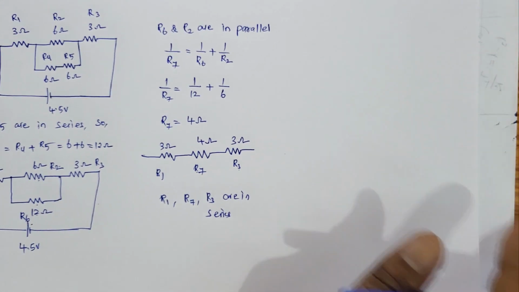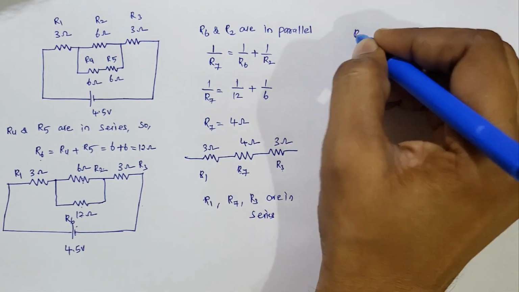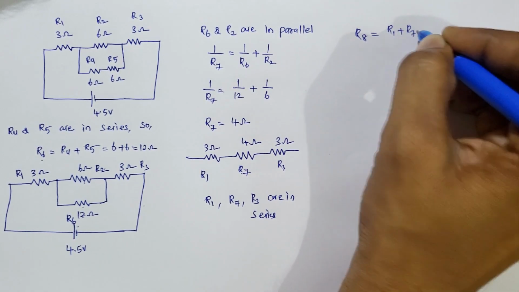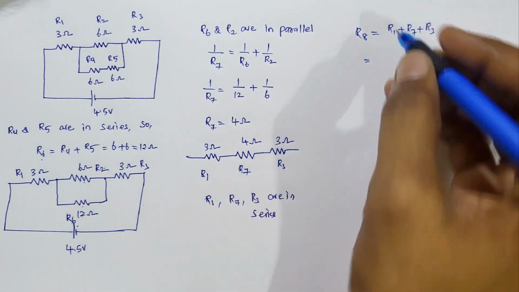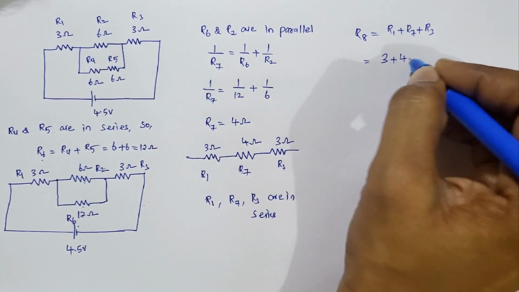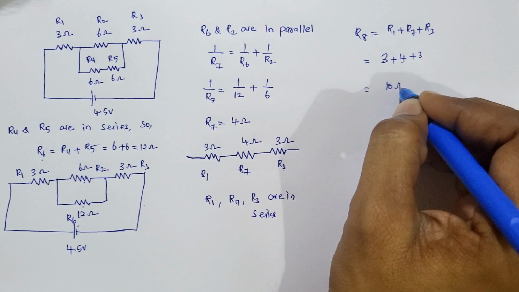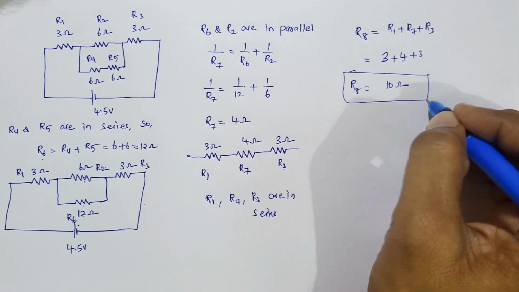Let us name the equivalent resistance, the final resistance we are going to get now. R8 is equal to R1 plus R7 plus R3. Then 3 plus 4 plus 3. 3 plus 4, 7. 7 plus 3, 10 ohm. The equivalent resistance of the whole combination is 10 ohm.